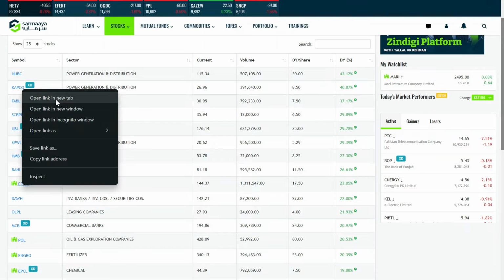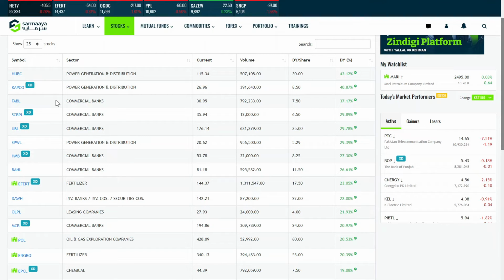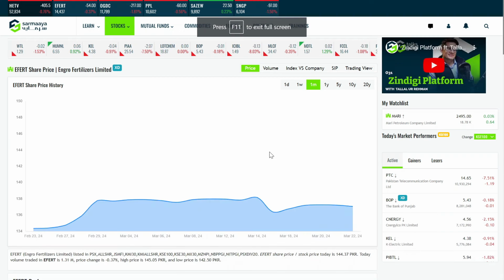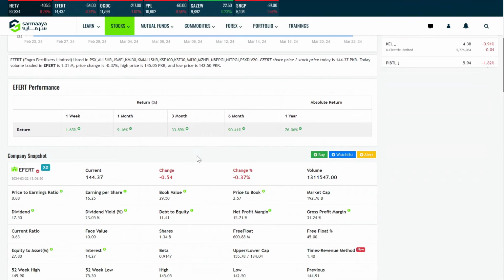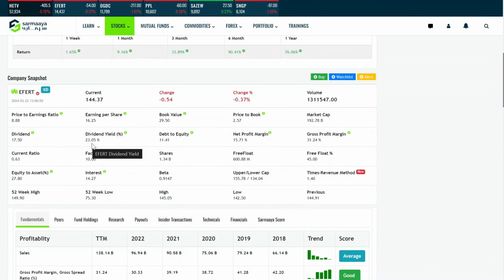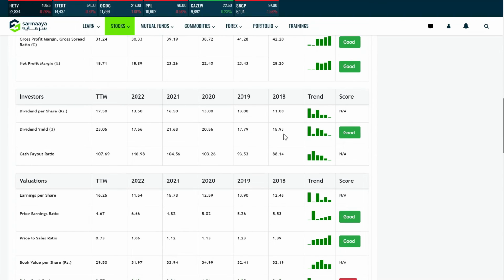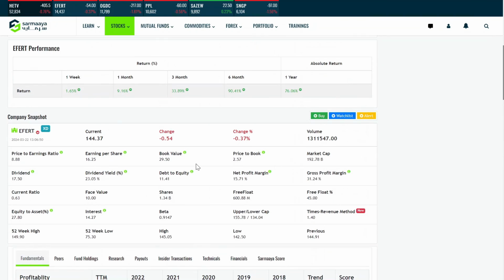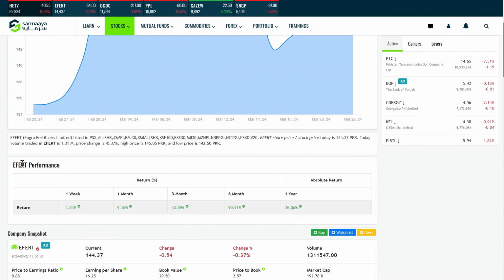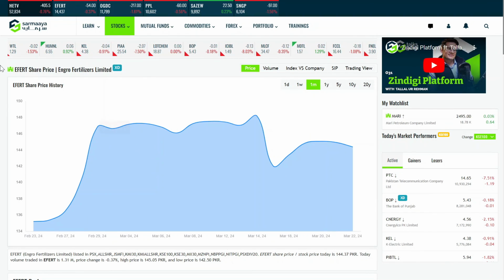So we will just open the Engro Fertilizers page, and I'm going to show you their past history of giving dividend yield. Here you can see it is 23.05, 17.50 was the dividend per share, whereas the share price is 144. In the past history, consistently they are giving 15.93, 17, 20, 21, 17, 23. So this company in terms of giving dividends is, I think, the best, and it is also Sharia compliant.